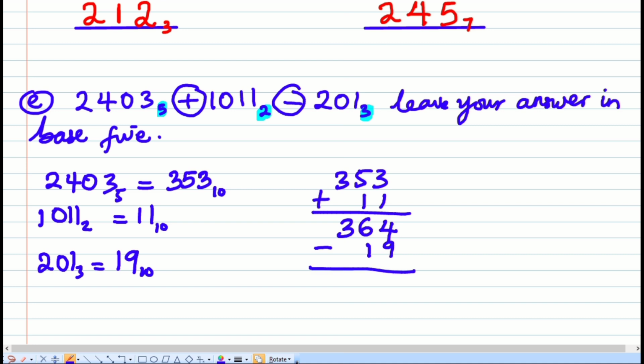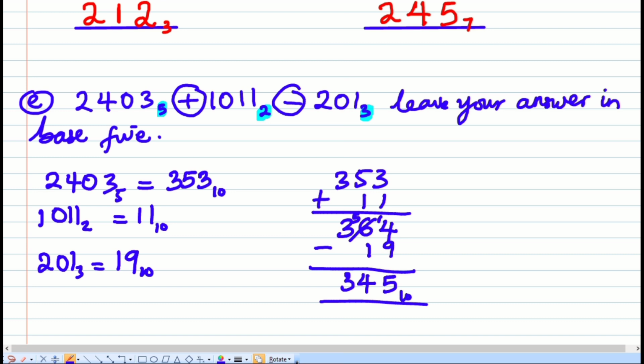4 minus 9 can't go, so you just borrow. This one is 5, you put it as 10. Then 14 minus 9 is 5. 5 minus 1 is 4, and then we have 3. So our answer is 345 base 10.